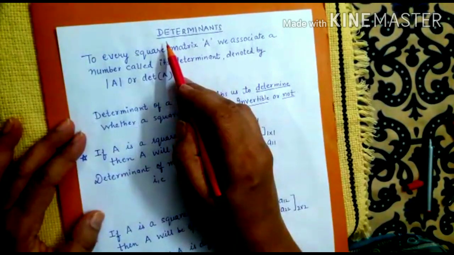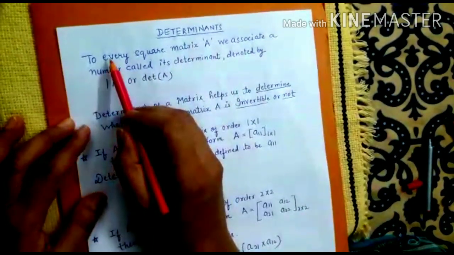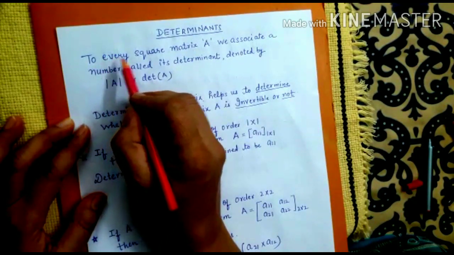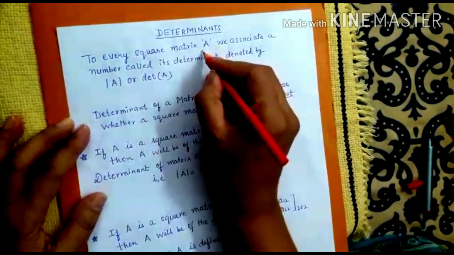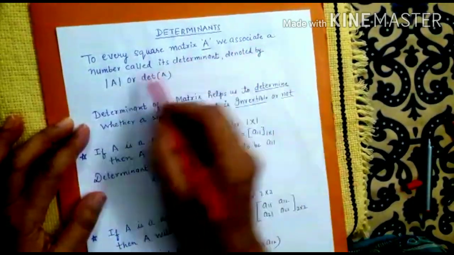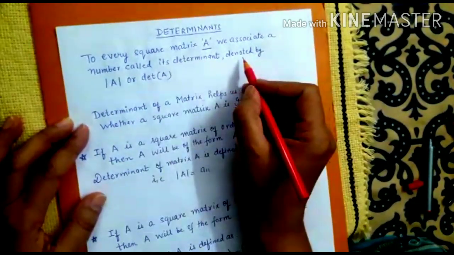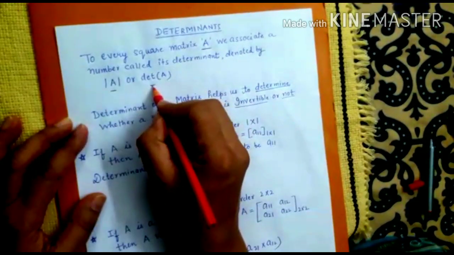Today we will start with our next chapter, which is determinants. So let's see, what do you mean by the determinant of a matrix? To every square matrix A, we associate a number called its determinant, and it is denoted by this symbol.